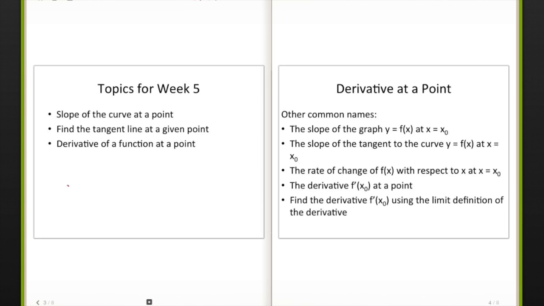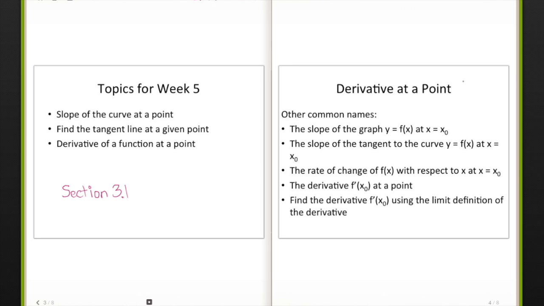Now on to the topics for week 5. This week you'll be learning about the slope of the curve at a point, finding the tangent line at a given point, and the derivative of a function at a specific point. This is all covered in section 3.1 of your textbook.